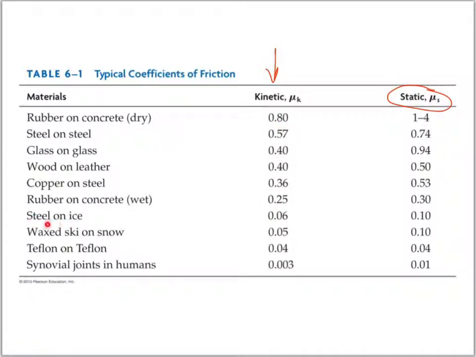Steel on ice. Wow, we're really dropping down here. People who ice skate are glad for that because they want there to be as little friction as possible between the steel of their blades and the ice. Waxed ski on snow. Look, that's pretty small. Teflon, I think it's a DuPont or Dow product, is very, very slippery, very little friction. Things slide very easily. And your synovial joints, there's actually fluid in your joints to let them move without any creaking or friction. Look how small that is. That's good because you don't want your joints to creak. So all these are different coefficients of kinetic friction.